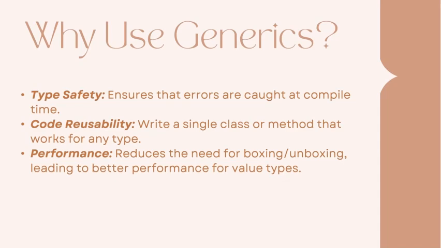Generics bring several key benefits. First, they give us type safety by catching errors at compile time. And second, they promote code reusability. One generic method or class can handle various data types. And finally, they enhance performance by reducing the need for boxing and unboxing, which is especially important with value types.